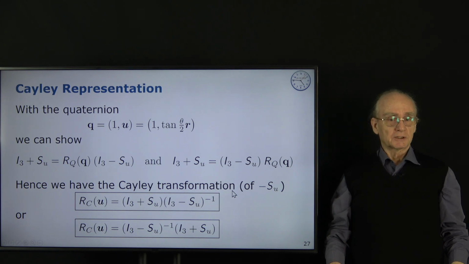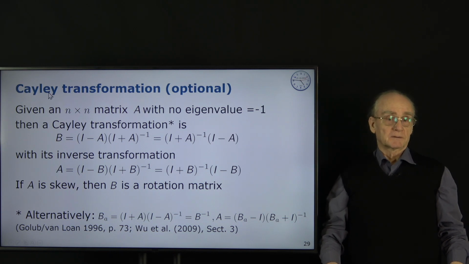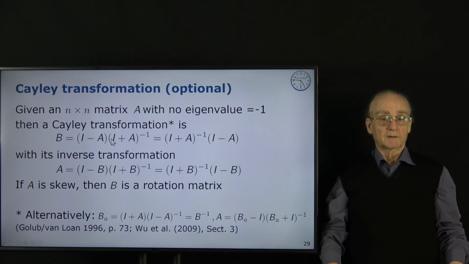Now, there's a general relation which you don't need to remember. This is what is called the Cayley transformation. If you have an arbitrary n by n matrix A where no eigenvalue is -1, then the Cayley transformation of this matrix is this expression. So you see we have here 1 minus A and 1 plus A and the inverse. And the interesting thing is that the inverse transformation has exactly the same structure. So if you plug in now B here, you actually come back to A.